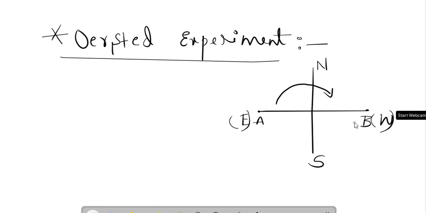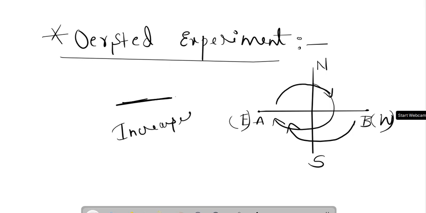If the current direction is reversed, I mean from B to A, the north pole of the magnetic needle is deflected towards the east direction. If the current carrying wire is placed very near to the magnetic needle, the deflection increases. The deflection will increase.